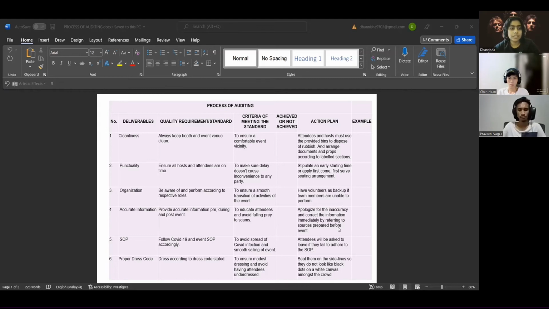The third deliverable is organization, being organized. It's to be aware of and perform according to respective roles. This is to ensure a smooth transition of activities of the event. The action plan is by having volunteers as backup in case team members are unable to perform well. The fourth deliverable is accurate information. This is to provide accurate information pre, during, and post-event. This is to educate attendees and avoid falling prey to scams.